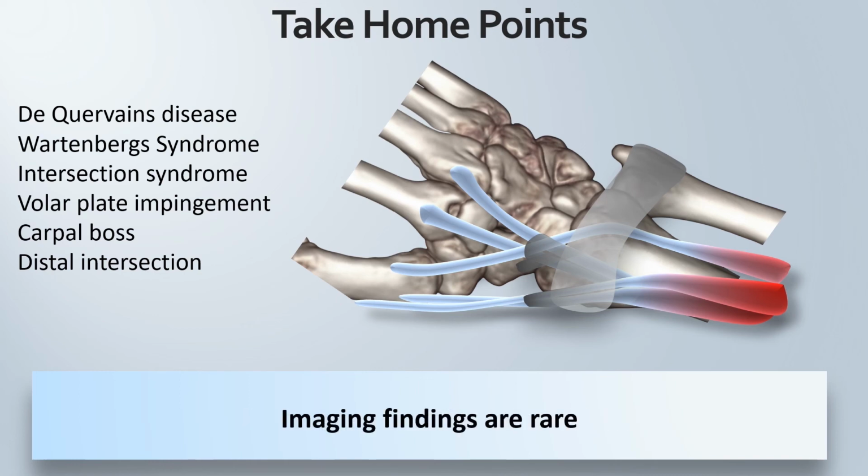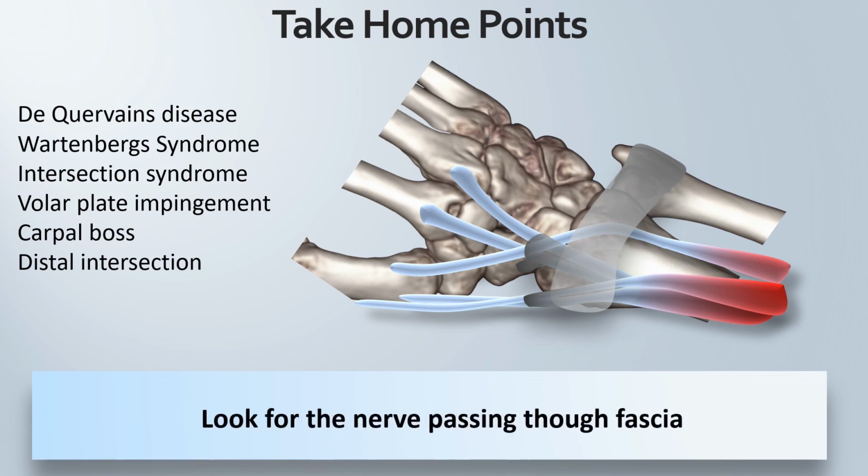With Wartenberg syndrome, imaging findings are rare, but we should look for the nerve as it passes through the fascia between the brachioradialis and extensor carpi radialis longus. For intersection syndrome, it's important to examine the tendon crossover points for crepitus and look for any increase in fluid between the two tendons. On ultrasound, we may see Doppler activity to help us localize them.